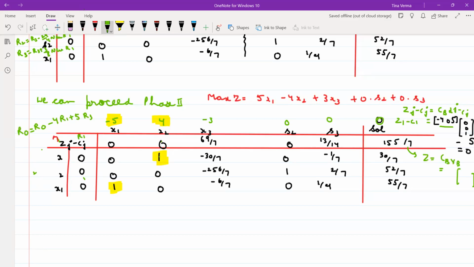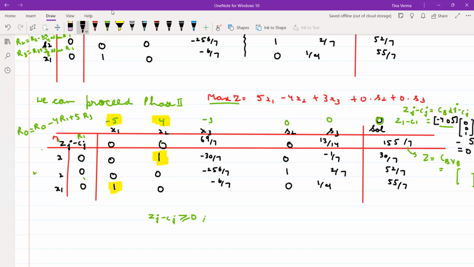Now, my objective was maximization. I can stop only when my Zj minus Cj all are greater than or equal to 0. So now you can see in this table, when you have proceeded to phase 2 and done the calculation, your Zj minus Cj all are greater than or equal to 0. That means I can stop over here.